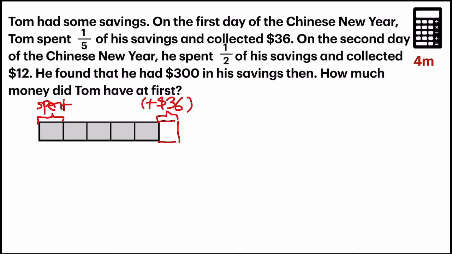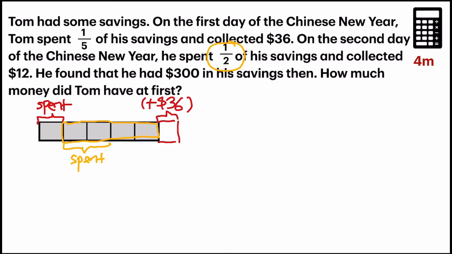On the second day of Chinese New Year, he spent half of his savings. Now, if we take a look at the remaining money that he had, it is 4/5, or rather 4 units. So if he spent half of his savings, that means he has spent 2 units of this on the second day.